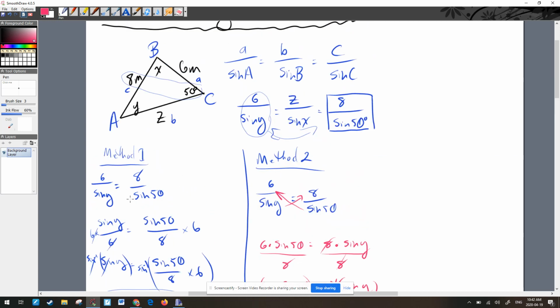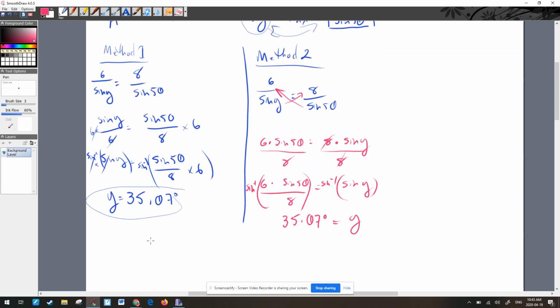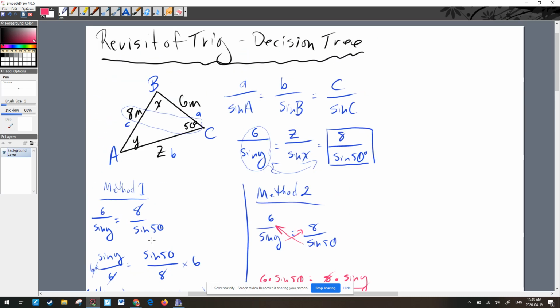Okay. So what's cool about that is it doesn't matter which one you choose. I just really like what I'm looking for to be in the numerator. So that's why I would prefer this method. Okay. So we go back. 35.07 is what y is. So I can go back here and say, all right, you are 35.07 degrees. Now we kind of start the process over again.